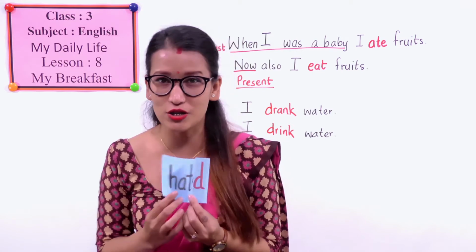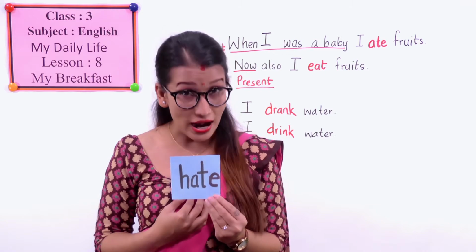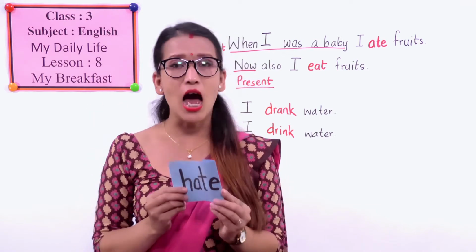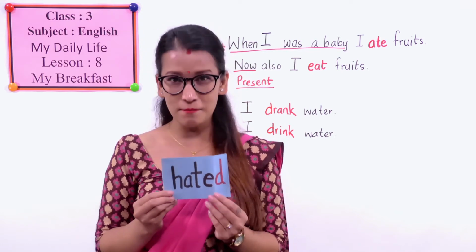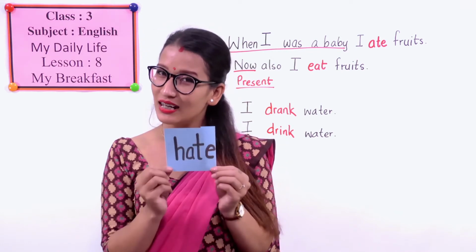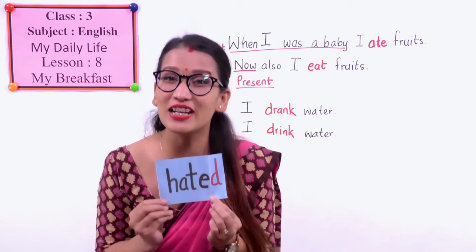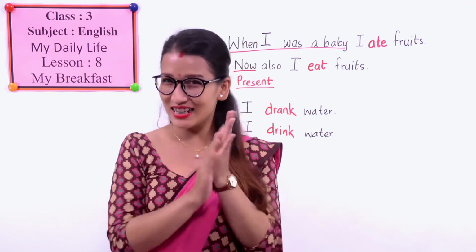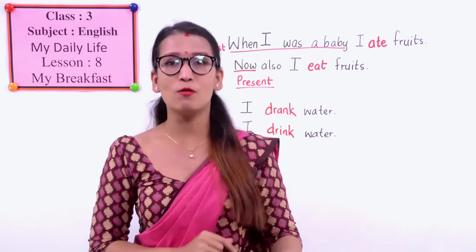I hated to cry. Past tense. Today, I hate to cry. When I was a baby, I hated to cry. I did not like to cry. Okay? So, read the word once again. Hate. And hated. Very good. Excellent. Very good. Okay. Now, one more time.